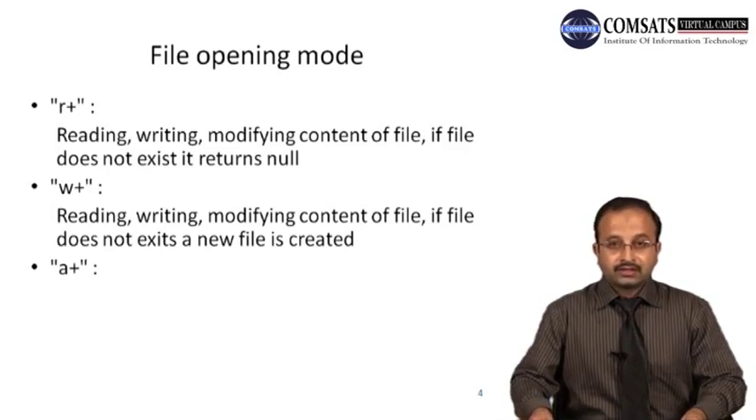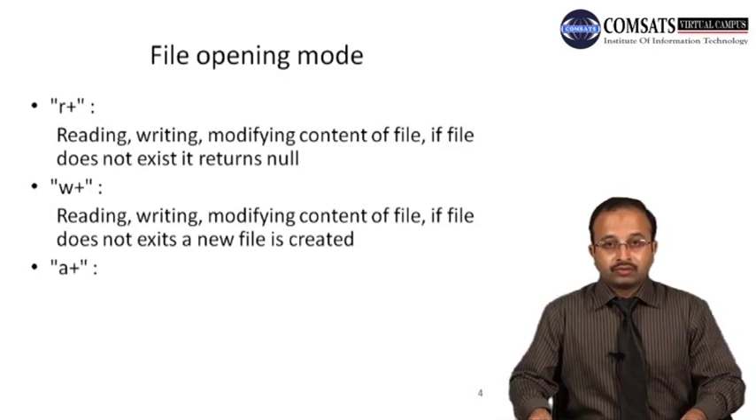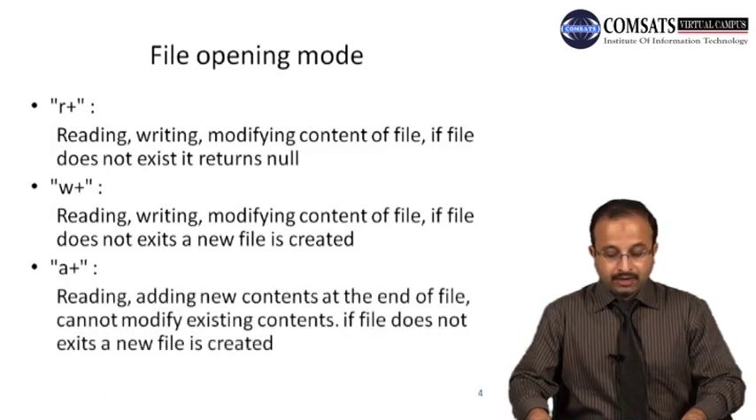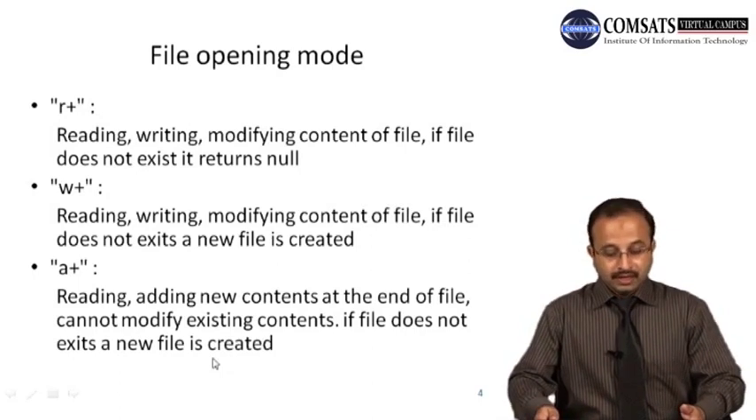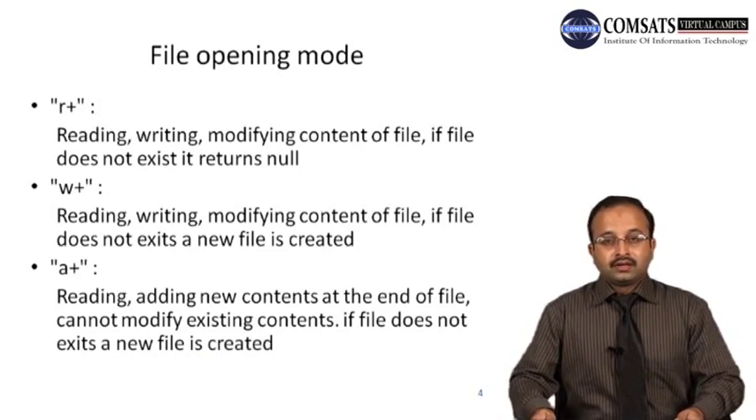And if the file is successfully created, the file pointer points to the beginning of the buffer that is allocated for that file. A plus mode, reading, adding new content at the end of file, cannot modify existing content, and if file does not exist, a new file is created. And when the new file is successfully created, the file pointer points to the last character of the file. The file pointer will not point to the beginning of that buffer, rather it points to the last character in that buffer.